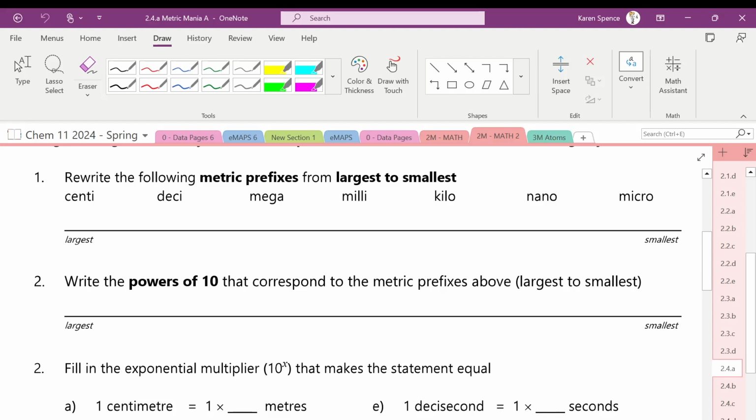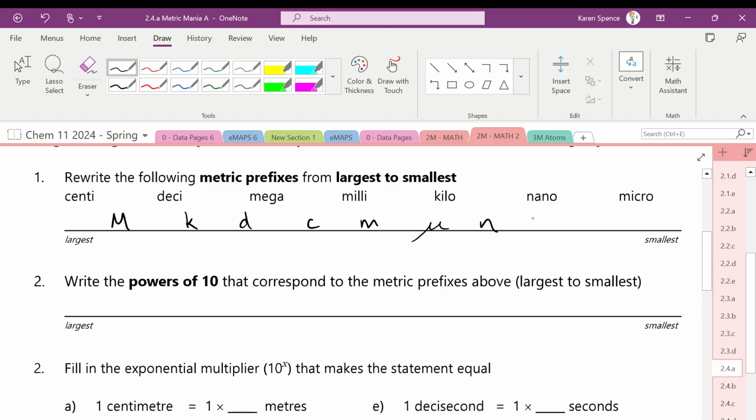Now, I'm pretty sure that you guys can do number 1 and number 2. Yes? Rewriting the metric prefixes from largest to smallest. Can you write the powers of 10? We have mega, kilo, deci, centi, milli, micro, nano.